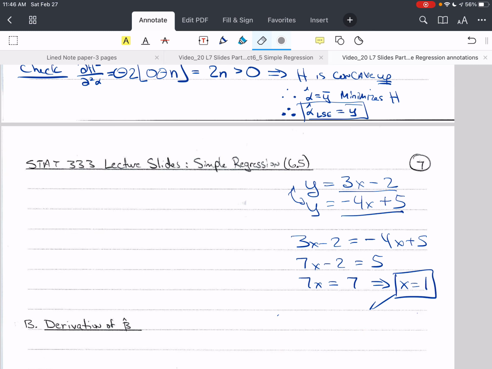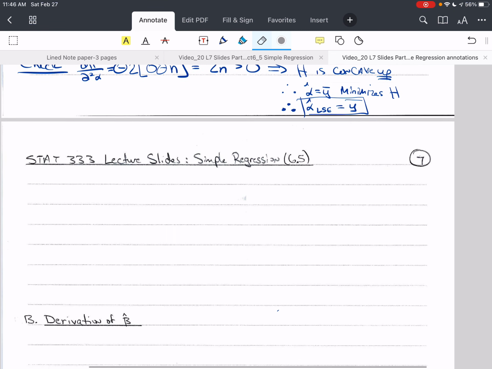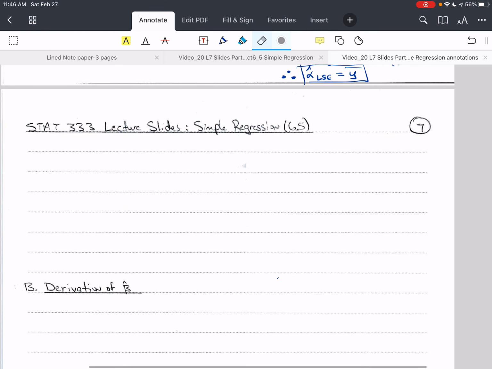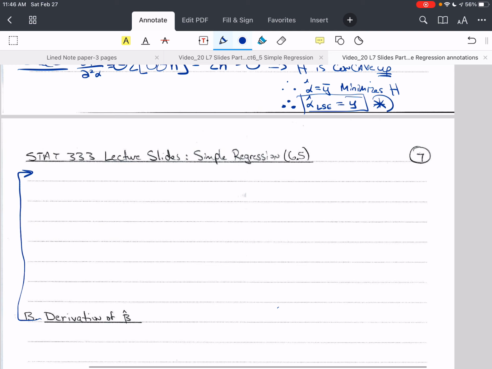So I've now solved the first relationship, which is alpha. And when I get to beta, when I start deriving beta, I'm going to move this up so I have plenty of room. So beta hat. So now when I do that, at some point I'm going to substitute for alpha. I'm going to substitute y bar. But I'll be very careful with the notation so I don't confuse anyone.